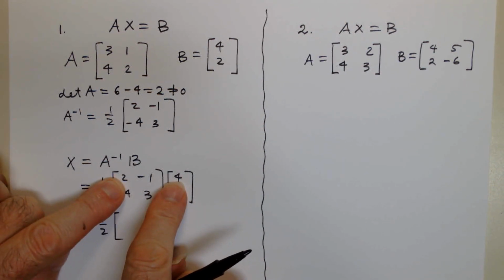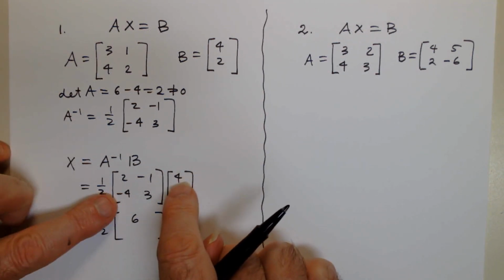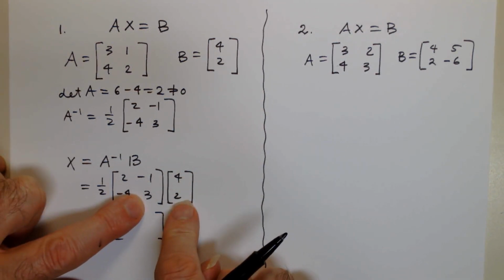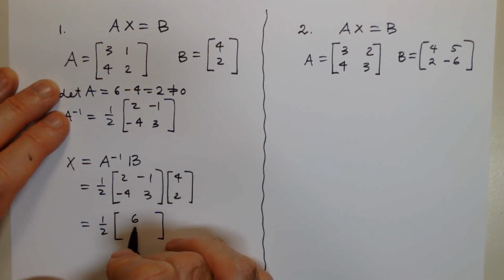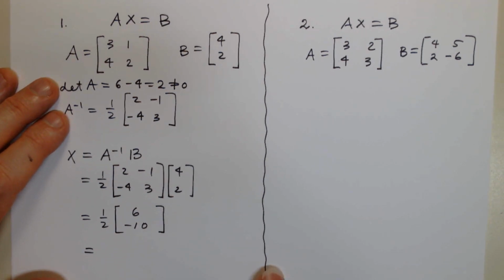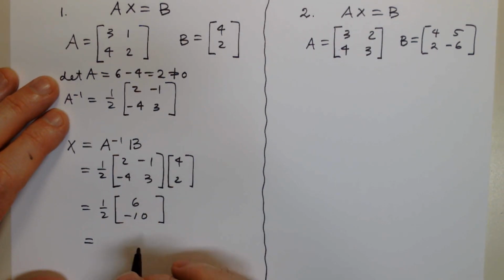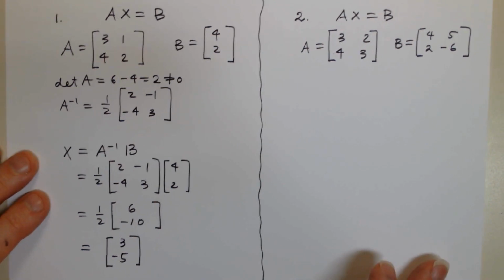We're going to get 8 minus 2, which is 6. And then we'll have a -16 plus 6. A -16 plus 6 will be a -10. And then I can scale this column at the end, and I'll have 3 and -5. And that's my unknown vector x. All right, so that's pretty nice.